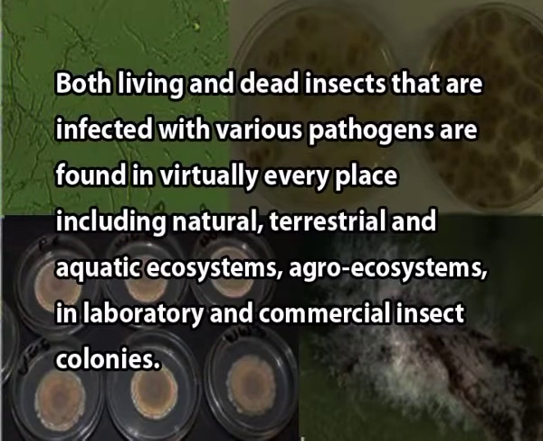Both living and dead insects that are infected with various pathogens are found in virtually every place, including natural terrestrial and aquatic ecosystems, agroecosystems, and laboratory and commercial insect colonies. First, one should notice the presence of diseased insects. Thus, a visual search of the habitat of interest or insect colonies in the laboratory for insects with atypical appearance is a common means of collecting diseased specimens.